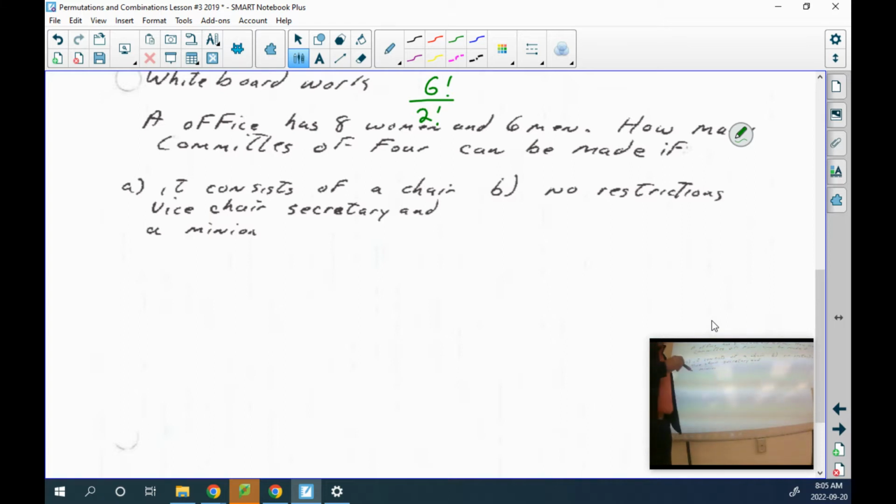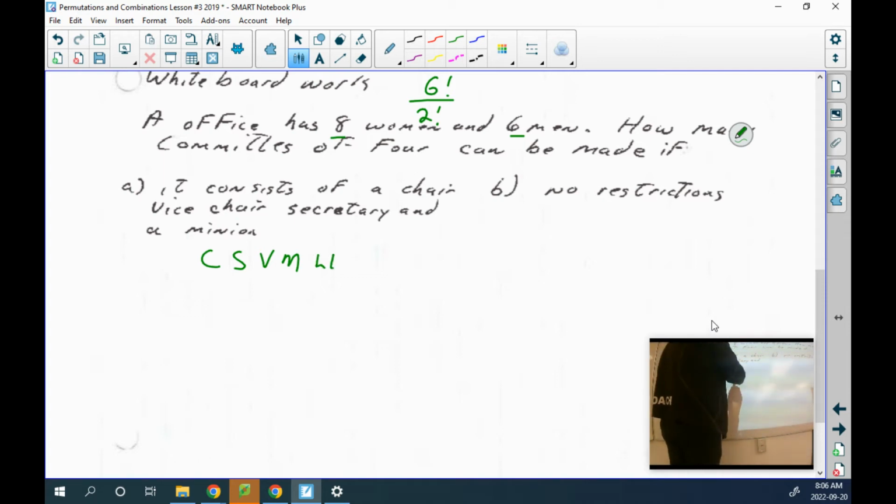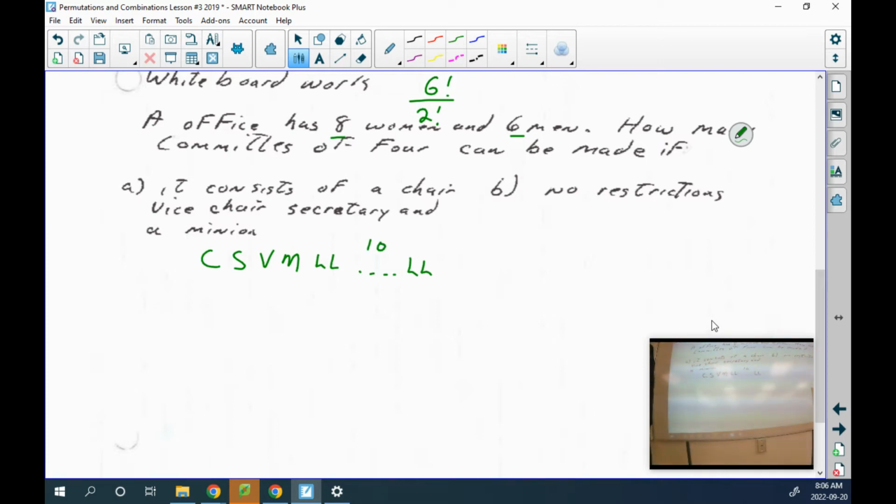So we have a 14-person committee. There are 2 groups, women and men. That may come into account later or in other questions. Question A says it consists of chair, secretary, vice chair, and a minion. So we have one person that will be the chair, one the secretary, one the vice chair, one the minion, and then we have 10 other individuals who aren't on the committee.